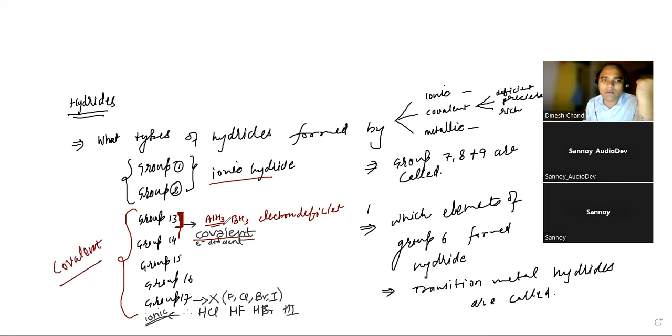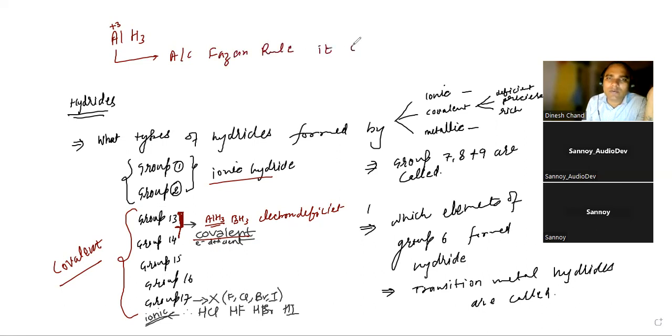Why are they covalent? Because Al is having +3 charge in AlH3. So according to Fajan's rule, did you study Fajan's rule? According to Fajan's rule, it has greater covalent character. Sir, we have not studied Fajan's rule.